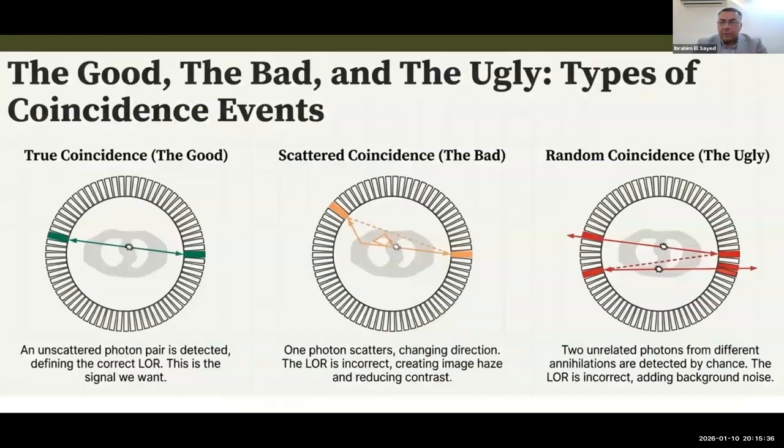Let's get away from these serious topics. We can relate these events by what's called The Good, the Bad, and the Ugly. This was a movie by Clint Eastwood, maybe in the 50s, early 50s. So we can relate them by this movie title. The true coincidence will be the good, the scattered coincidence will be the bad, and the random coincidence will be the ugly. Also, multiple will be here. It will be the bad because it creates mislocalization.